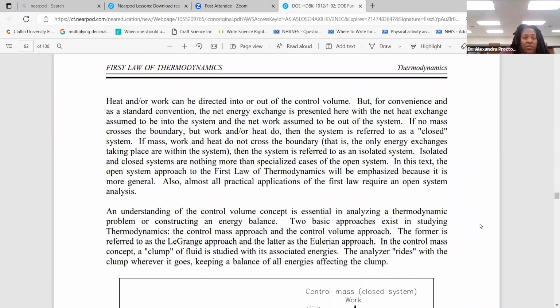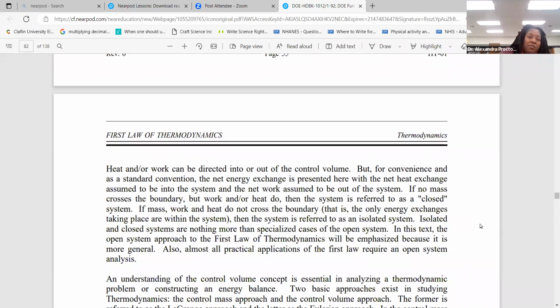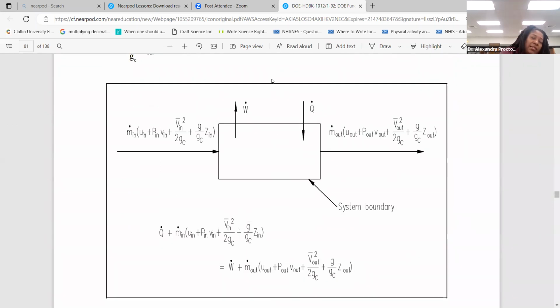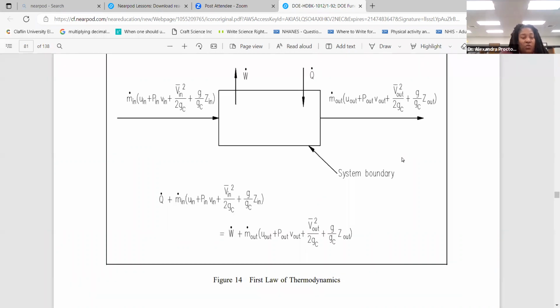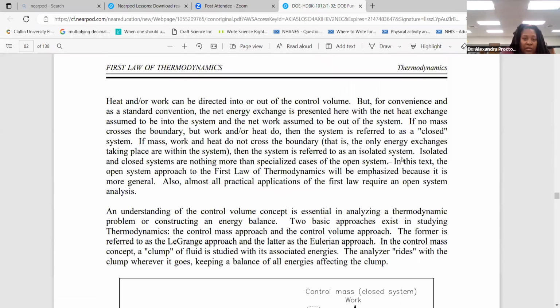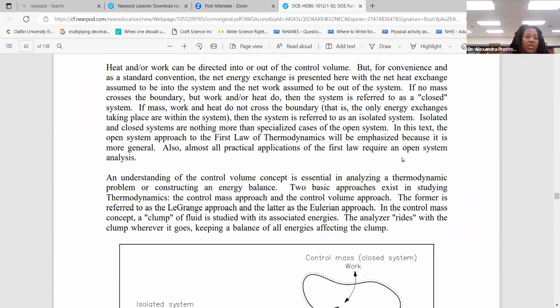So heat and work can be directed into and out of the control volume. And so that's what they're showing here. Okay, so heat or work can be directed into or out of a controlled volume, but for convenience and standard convention, the net energy exchange is presented here with the net heat exchange assumed to be into the system, and the net work assumed to be out of the system.